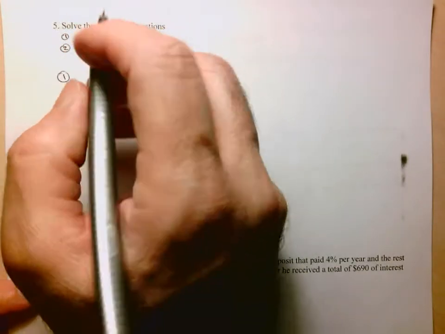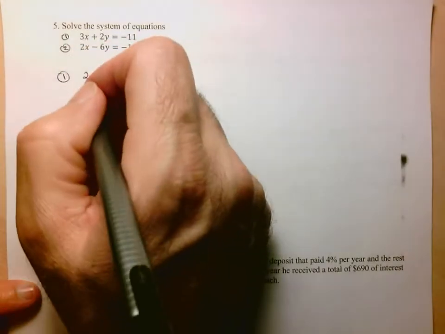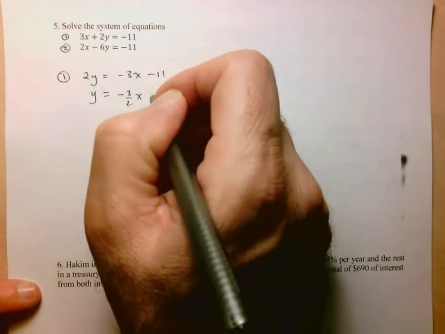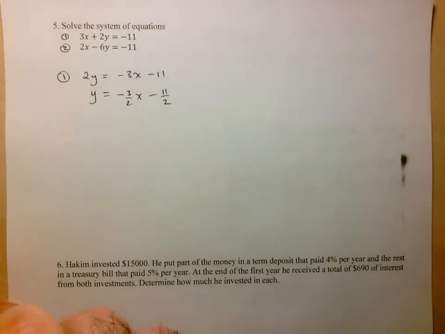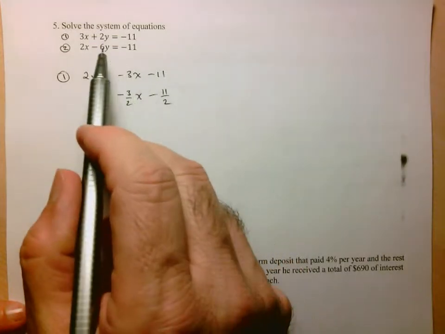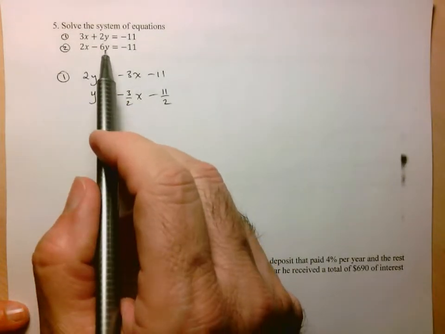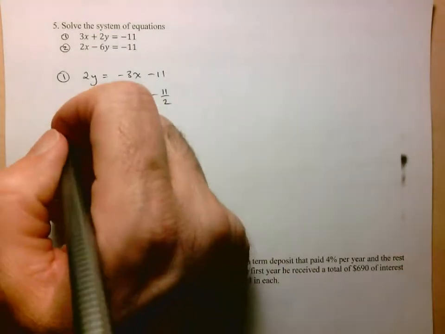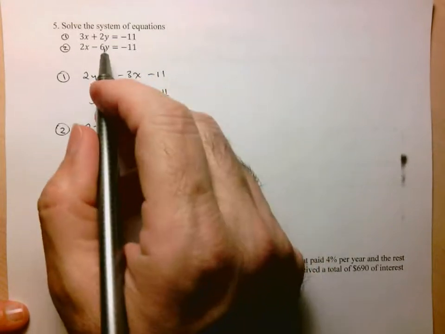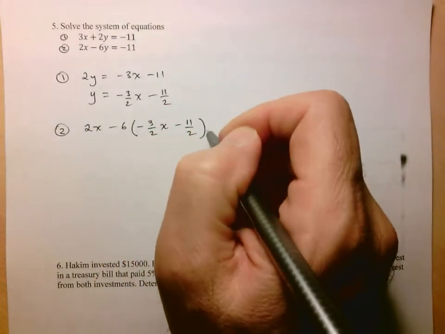First I'll bring the 3x to the other side. So 2y is going to be equal to negative 3x minus 11. Now I'll divide both sides by 2, so I have negative 3 over 2 x minus 11 over 2. The next step in the process is to substitute this into the other equation, meaning that wherever I see y, since these two y's are equivalent, I'm going to replace it with that expression. So let's take equation 2: 2x minus 6 times, instead of y, negative 3 over 2 x minus 11 over 2.